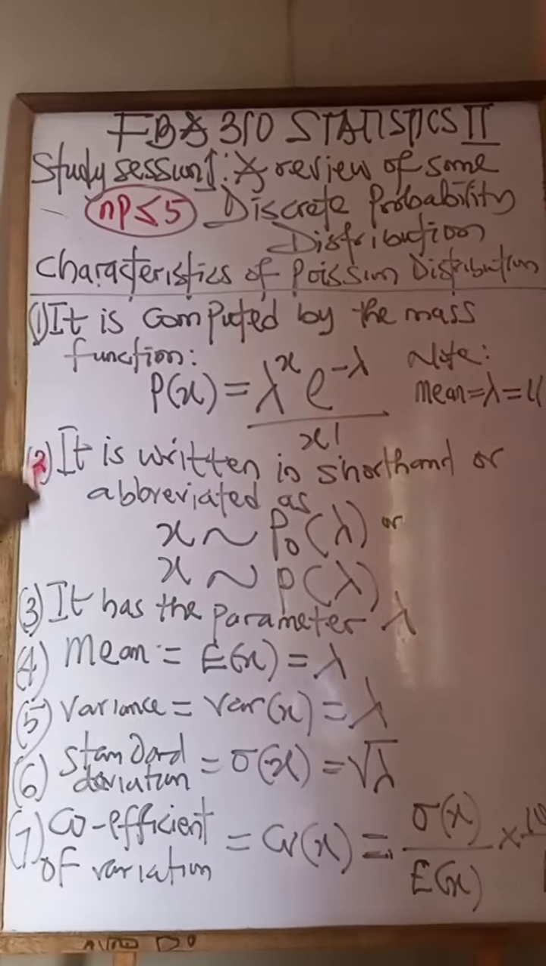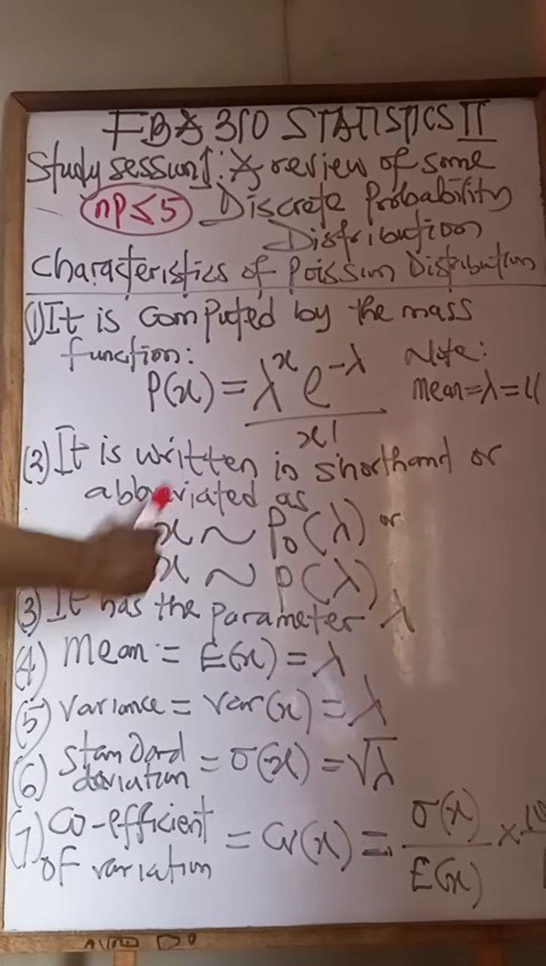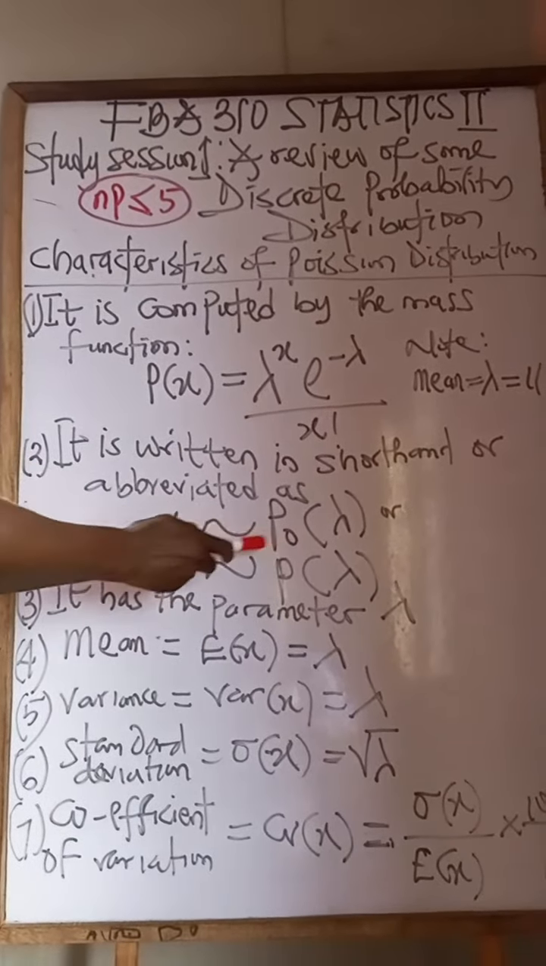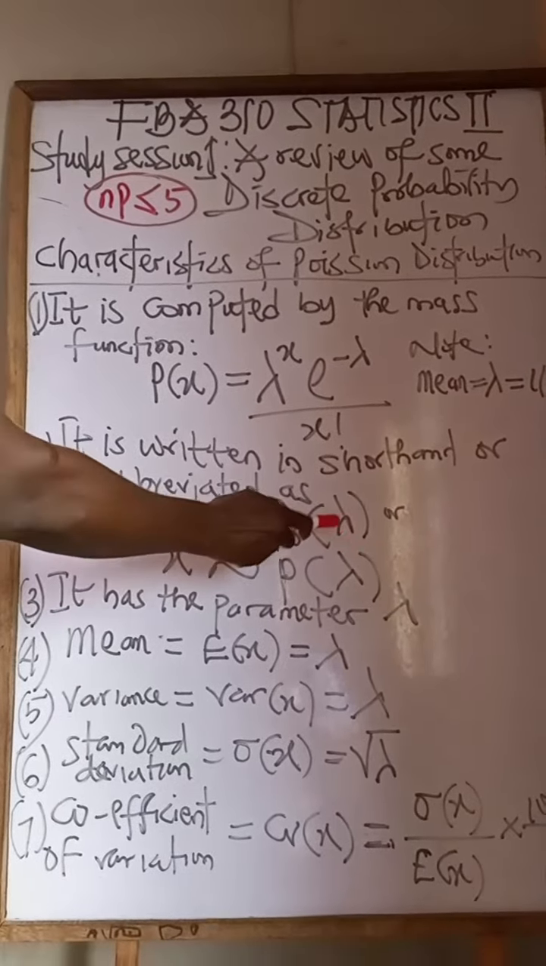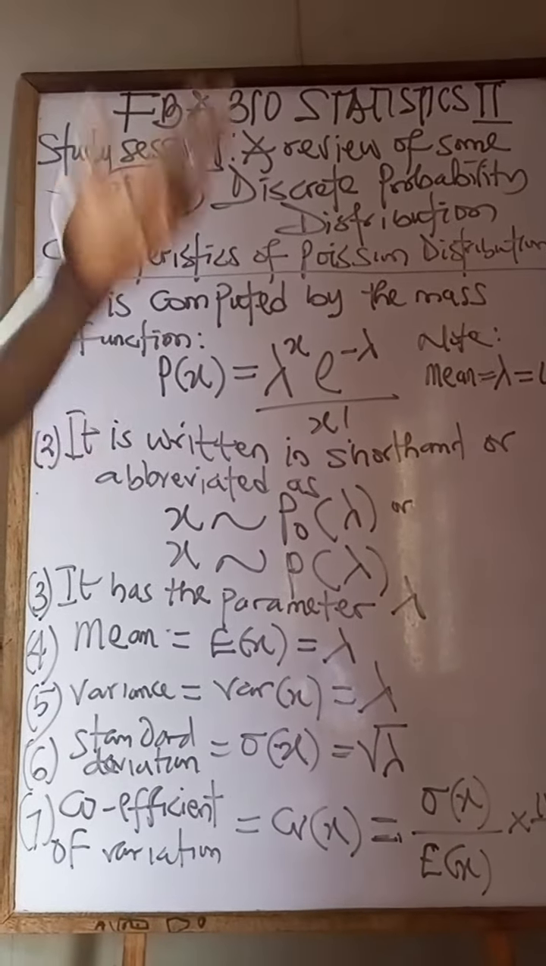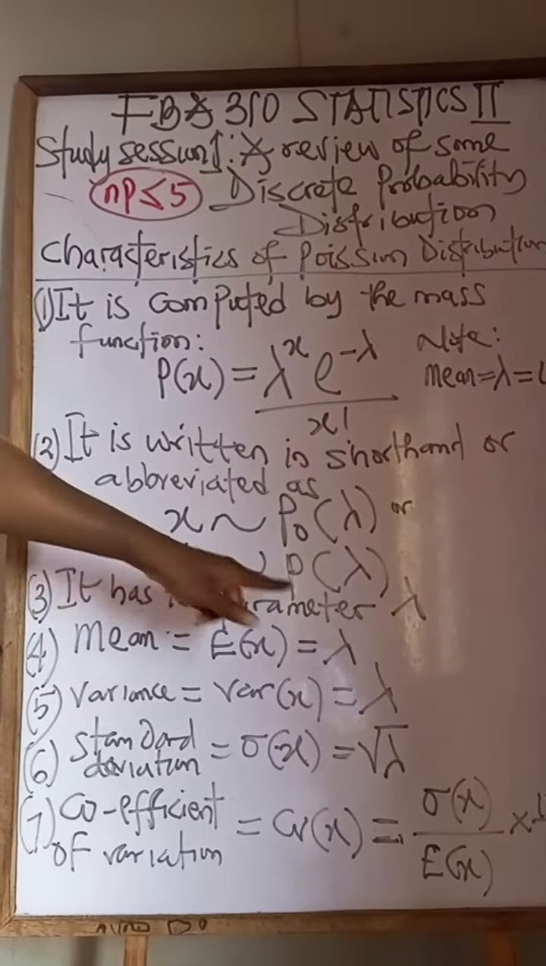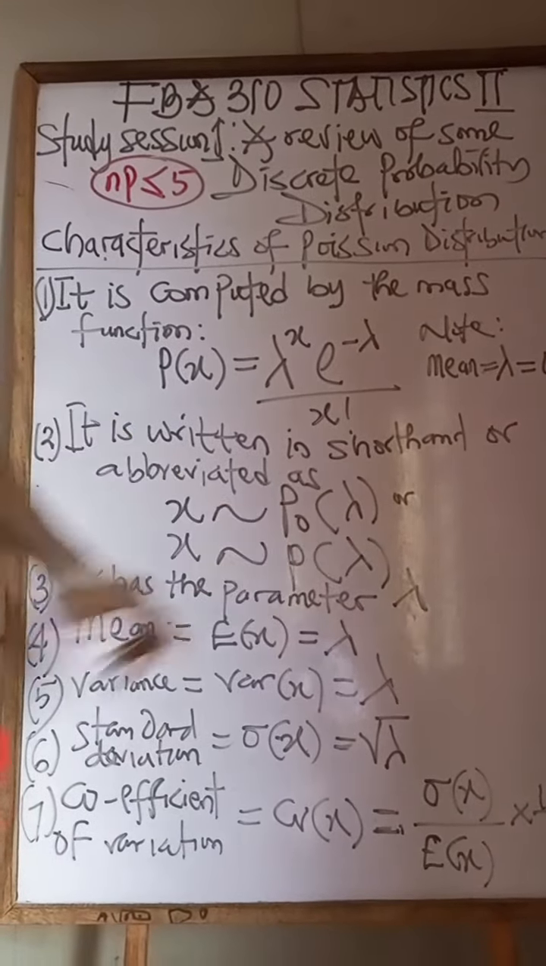Okay, the second one is that it is written in shorthand, or abbreviated, as X distributed as PO, with lambda in the bracket. Or you can say X distributed as P, with lambda in the bracket. So you can use PO or P. And I believe you should remember the abbreviations for Bernoulli and for binomial. Don't forget those ones. Then it has a parameter of lambda that we have inside the bracket.